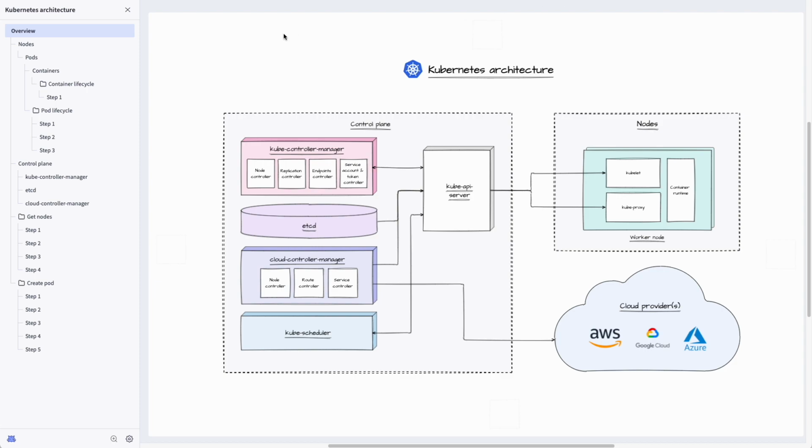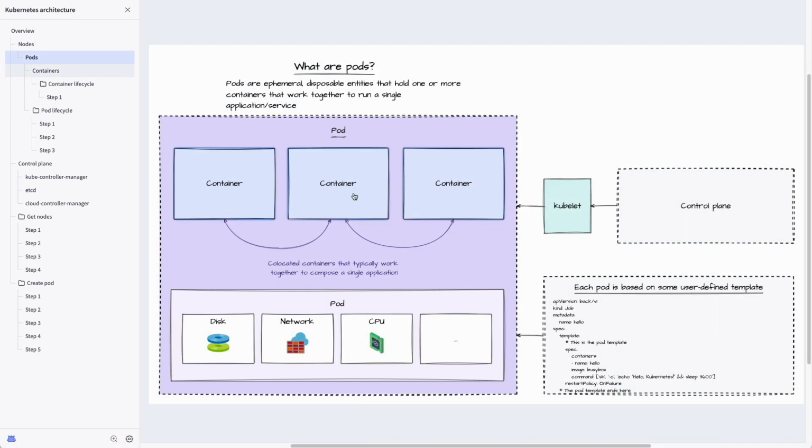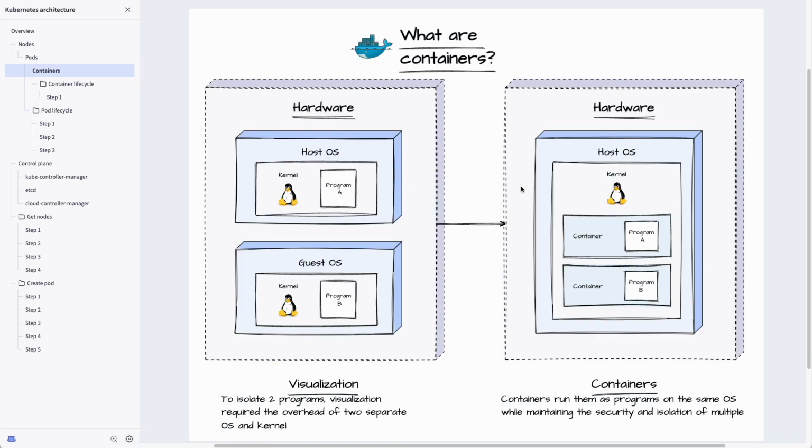For example, here I've separated this diagram into many different layers of abstraction. From a higher level overview of Kubernetes, I can drill down into the nodes. I can go further down into the pods of a node and into the container of a pod where the explanation focuses on that particular level of abstraction.